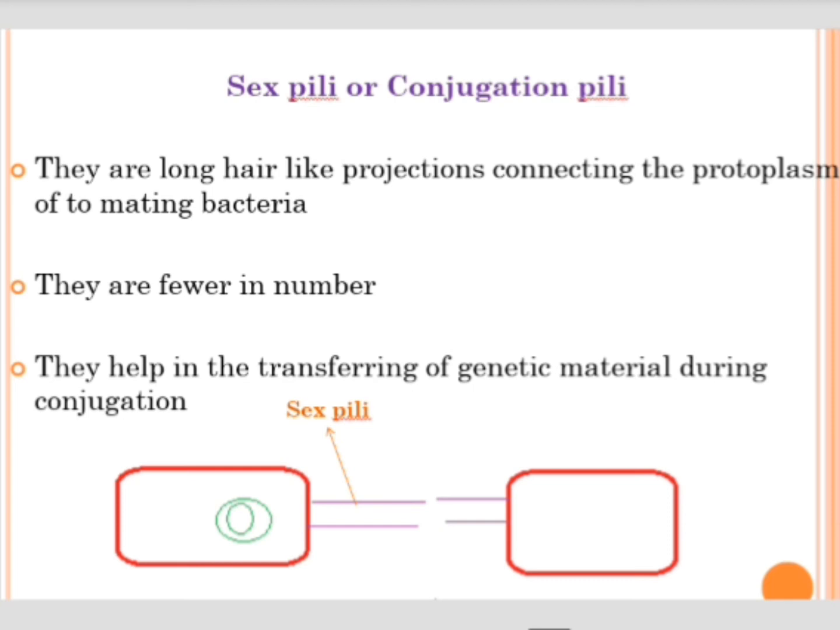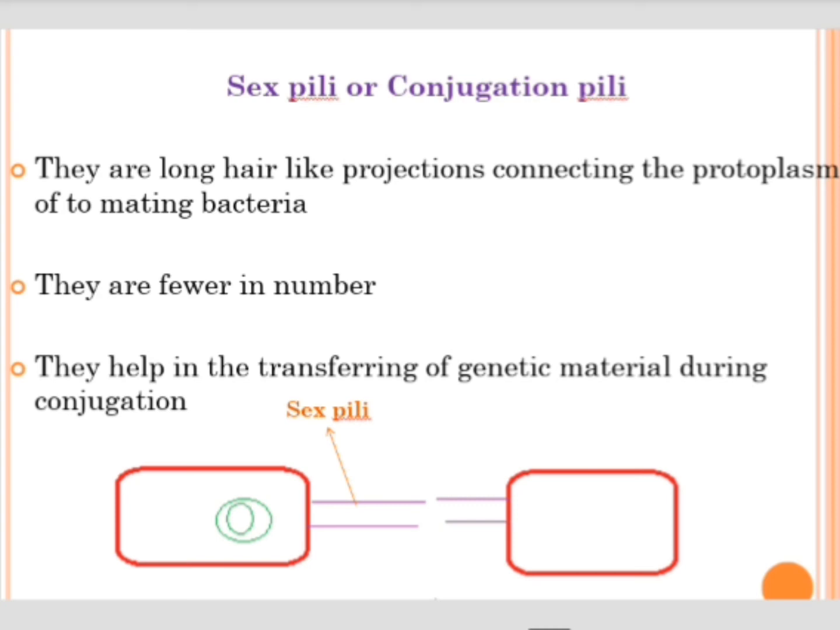So in the last class we studied about plasmids, and the bacteria that possess plasmids are called F positive cells, and those bacteria which lack plasmids are called F negative cells. So during conjugation, these two bacterial cells, an F positive cell and an F negative cell, come closer, and the genetic exchange takes place by means of establishing a conjugation tube between these two cells. The conjugation tube is actually an extension of the sex pili or conjugation pili.